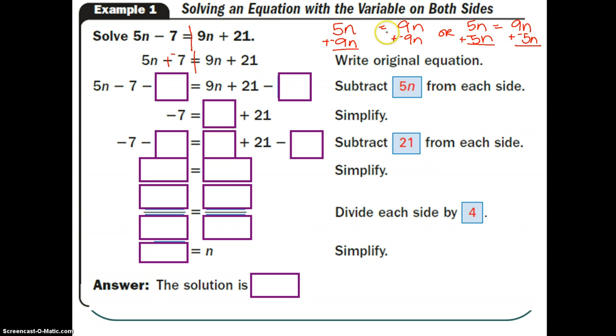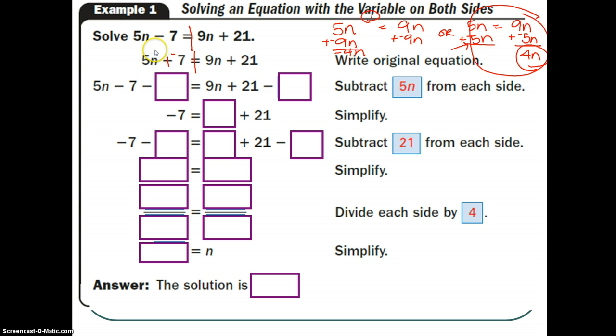You can see that if I would do the first way, I would get a negative 4n. If I did the second way, I would get a positive 4n. Because I like to work with positive numbers more than I like to work with negative numbers, I'm going to go with the second way, where I move the 5n by adding the opposite.